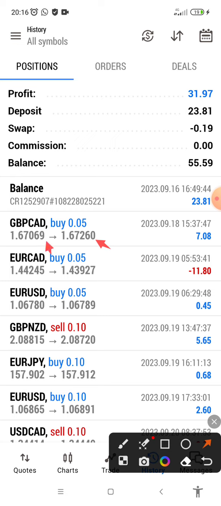It's often called a pipette, just like seconds. So that one will have to move 10 times or reduce 10 times before the next figure will also increase or reduce. So if you are looking at the difference between this entry price and then the closing price, that is about 20 pips.